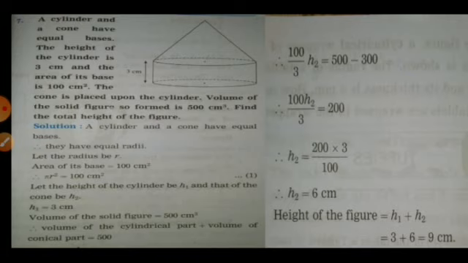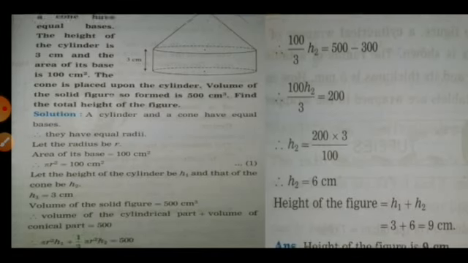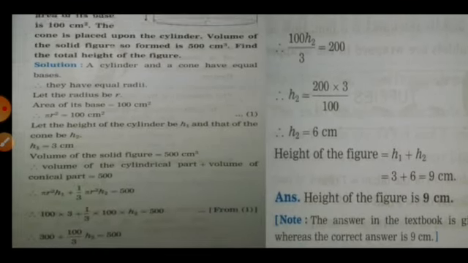After that the cone is placed upon the cylinder. The volume of the solid figure formed is 500 centimeter cube. Means the volume of the total solid is 500 centimeter cube. It means the volume of the cone plus the volume of the cylinder is given as 500 centimeter cube. We have to find out the total height of the given figure. So let's see how to calculate it.